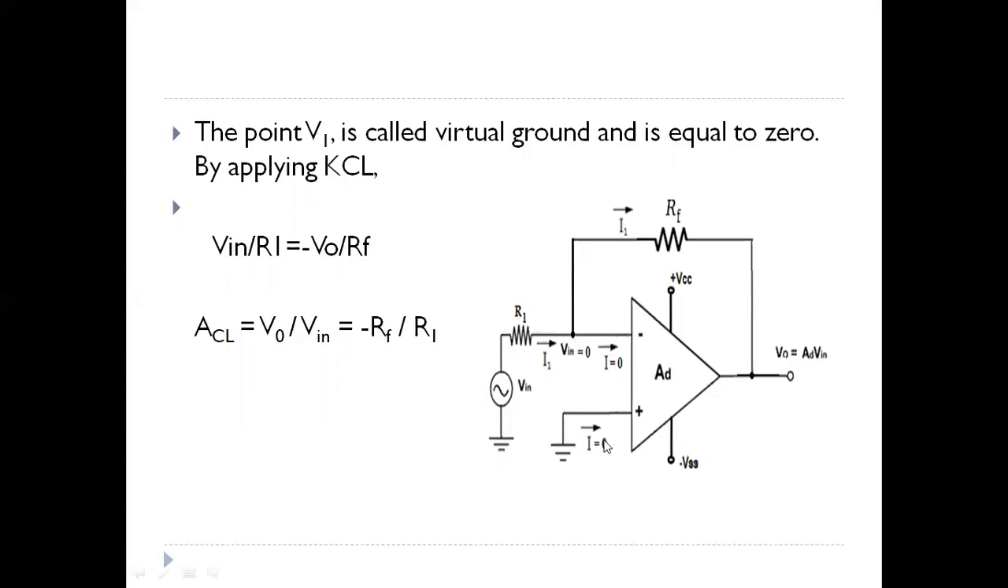And the current at the input terminals of the op amp is also 0. That means I equal to 0, and for the inverting terminal also I equal to 0. So by applying these two rules, what is the output?